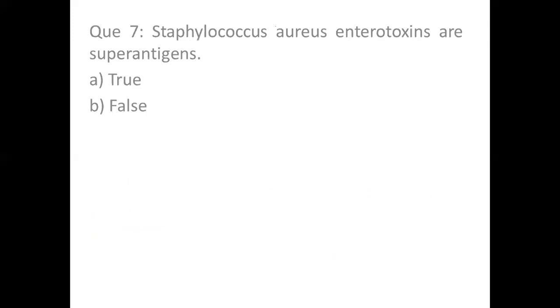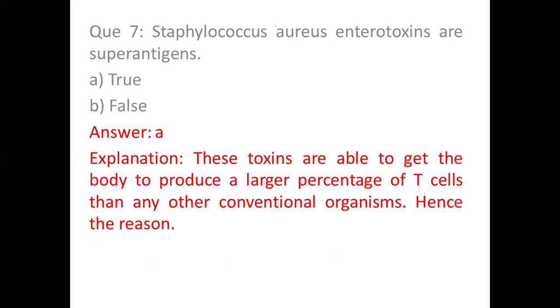Staphylococcus aureus enterotoxins are superantigens. Question number 7 is a true or false question, and the answer is yes. Option A, true. These toxins are able to get the body to produce a larger percentage of T cells than any other conventional organism. Hence, that is the reason.